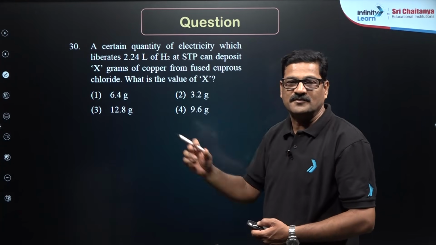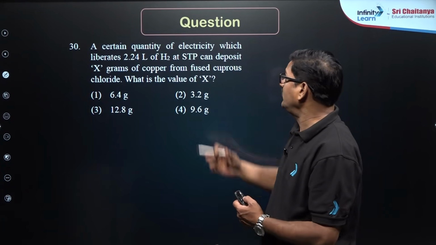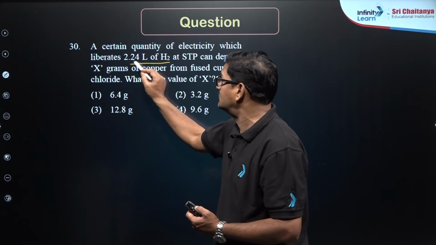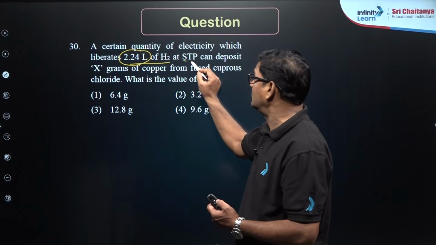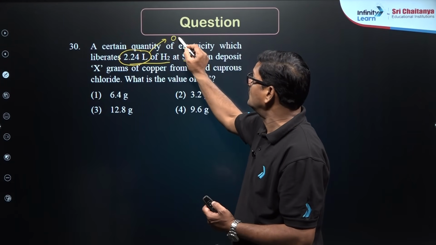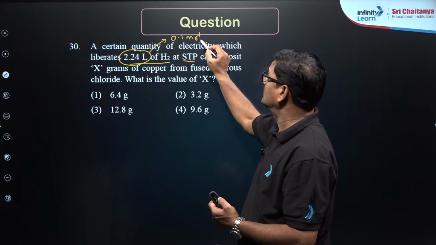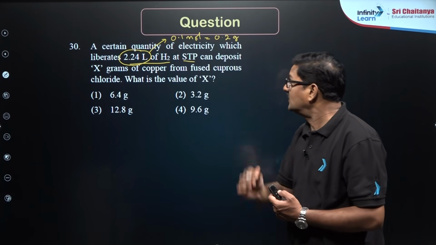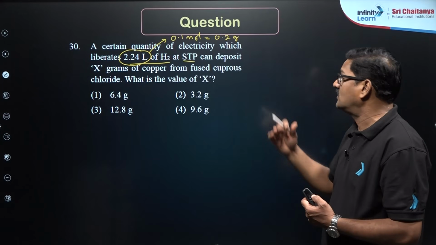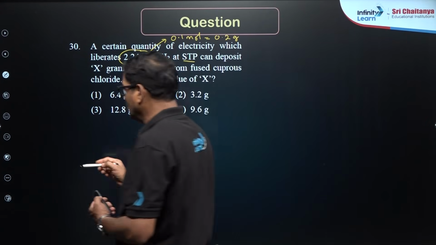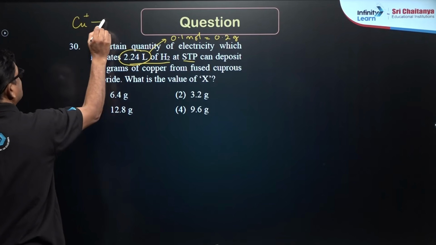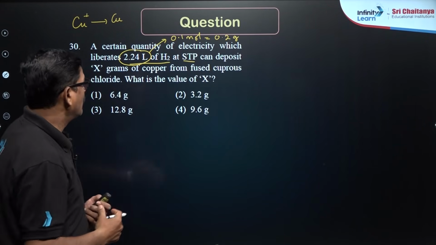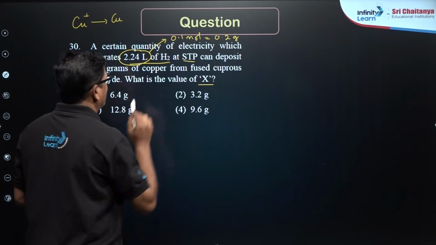Students, here is a question from Faraday's second law. A certain quantity of electricity liberates 2.24 liters of hydrogen gas. So, 2.24 liters of hydrogen gas at STP means it is going to be 0.1 mole, that is equal to 0.2 grams of hydrogen liberated. So, it deposits X grams of copper from fused cuprous chloride. In cuprous chloride, copper plus is converted into copper. So, n factor is going to be 1. So, what is the value of X?